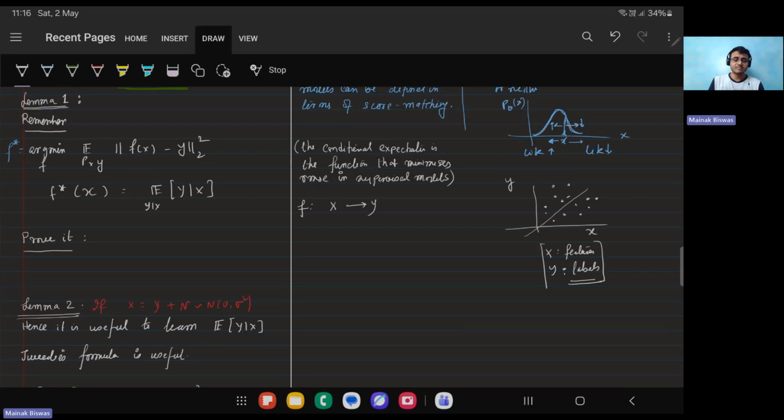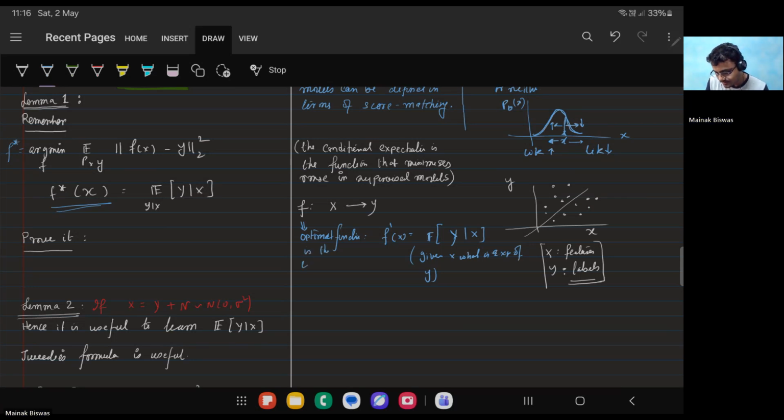So if you're trying to do that, it is known in our probability and statistics that the optimal function is the conditional expectation. That is, given x, what is the expected value of y, of the label? So this is just the conditional expectation. The optimal function is the conditional expectation. Right? So now how do we show that?